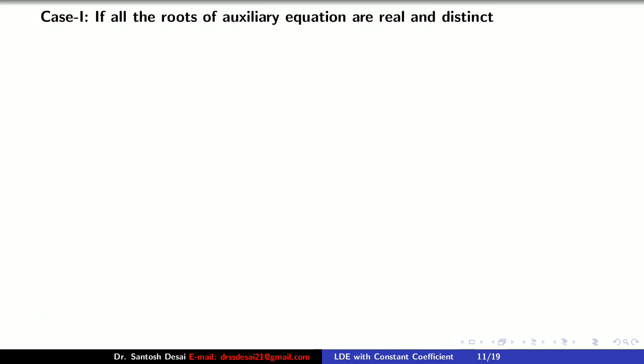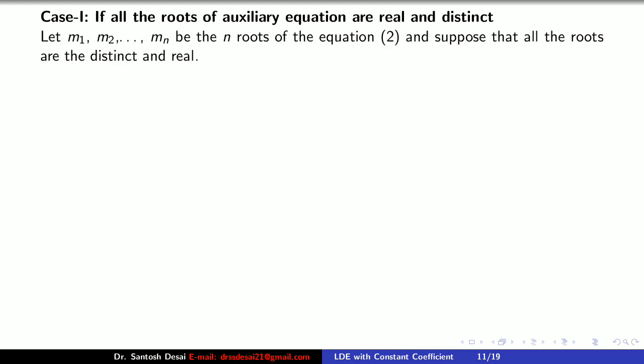So let us consider the first case: if all the roots of the auxiliary equation are real and distinct. If this is the case, then we will see how to write the complementary function for the given equation. So let m1, m2 and so on up to mn be the n roots of the auxiliary equation, and suppose that all the roots are real and distinct.